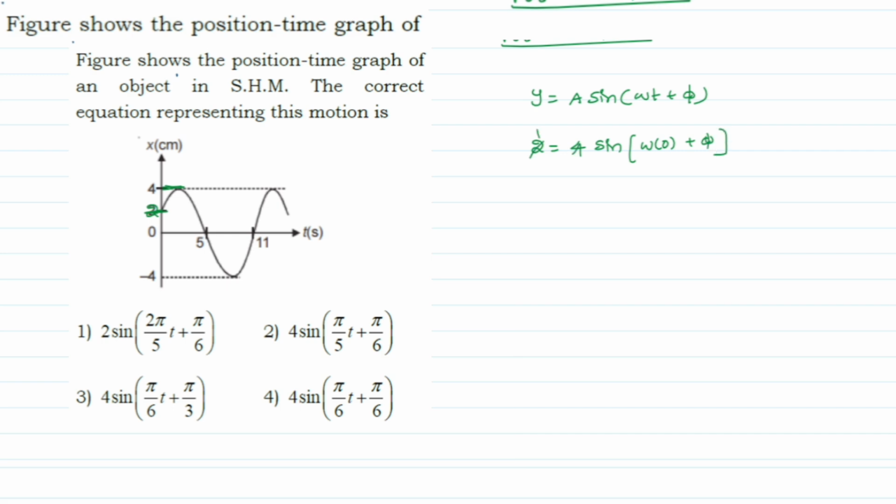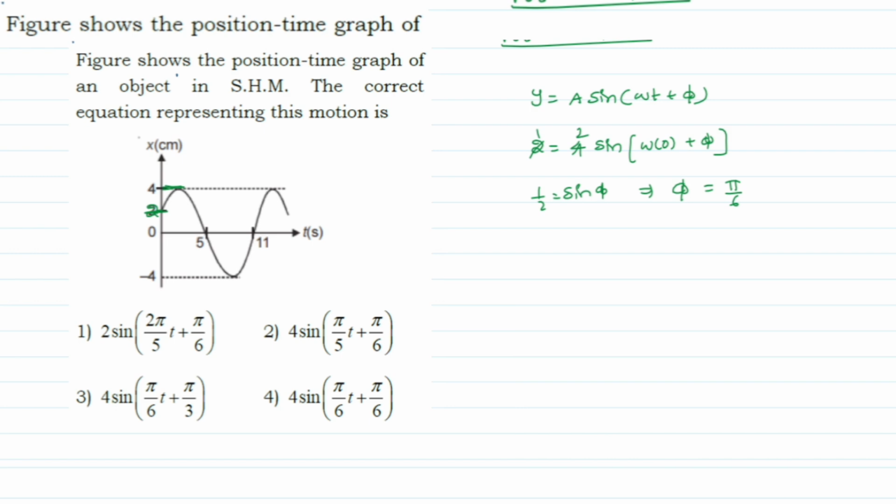2 ones are 2, 2 twos are 4, so 1 by 2 equals sine of phi. It's nothing but sine 30. In terms of radians, you can take 30 degrees as pi by 6. So the initial phase we calculated is pi by 6.